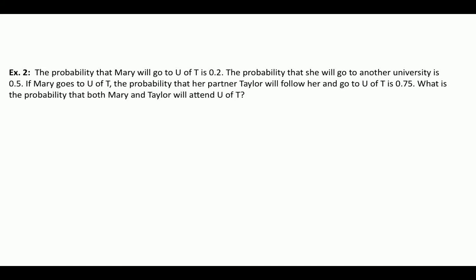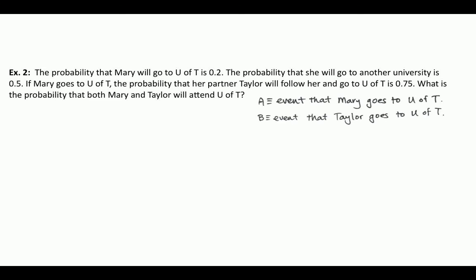Okay. So what we want to do now is set up our event definitions. A is the event that Mary goes to U of T, and we've made that the first event because if Mary goes, then Taylor will go. Mary going is the first event. B is the event that Taylor goes to U of T.